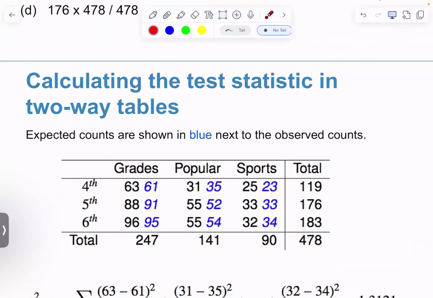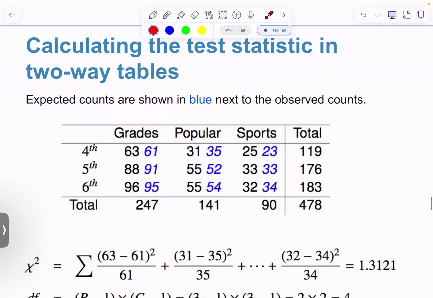So just like we did earlier, we can calculate all the expected counts for each of the cells. And so the expected counts are shown in blue next to the observed counts. So I saw 63, I was expecting 61, not that far off. But do any of these look kind of far off? Maybe the 88 and 91, close, but we'll see.